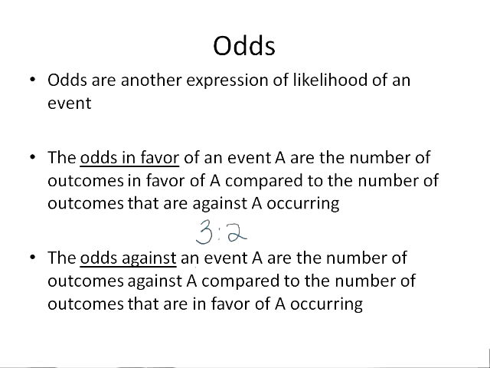Now the odds against an event A are the number of outcomes against A compared to the number of outcomes that are in favor of A occurring. So if the odds in favor were 3 to 2, the odds against would just be the reverse of that, or 2 to 3. So we use the colon notation rather than the fractional notation as we did in probability. This distinguishes odds notation from probability notation.